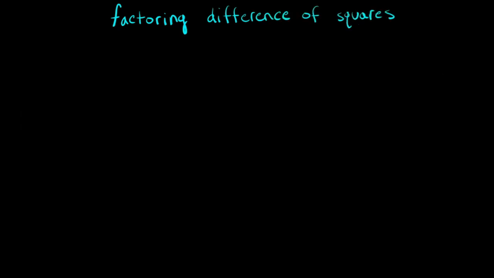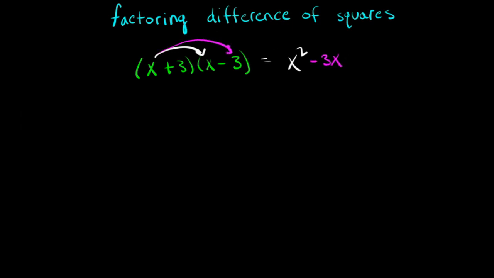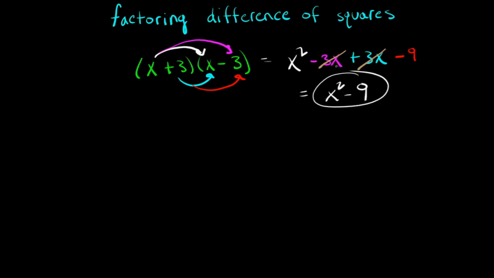Okay, and so the last thing we learned how to factor was the difference of squares. So let's review what that is for a minute. Let's work the problem backwards. If I have two binomials multiplied by each other, x plus 3 and x minus 3, I multiply these together, you get x squared minus 3x plus 3x minus 9. And so notice what happens to the negative 3x and plus 3x, those middle terms, when I do this distribution. They're going to cancel out, and I'm left with x squared minus 9.